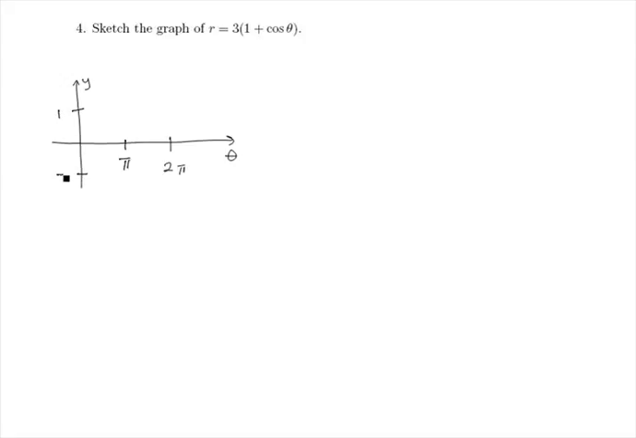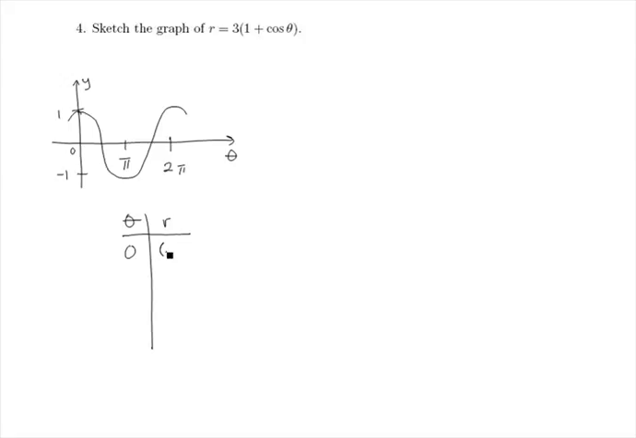So at 0 it's at 1, pi over 2 it crosses the x-axis, pi we're at -1, and then we repeat the pattern at 2 pi. Now this should help us evaluate this equation at different values of theta. So for example, if theta is 0, we know cosine of 0 is 1, so this is going to be 3 times 1 plus 1, or 6.